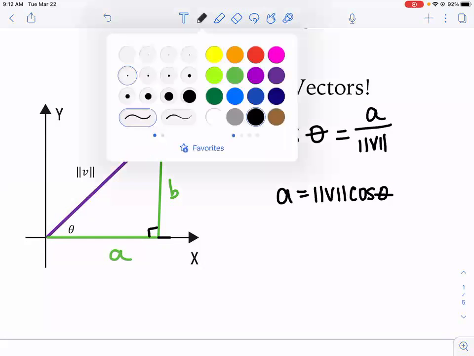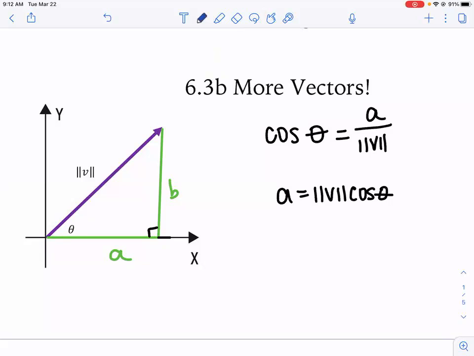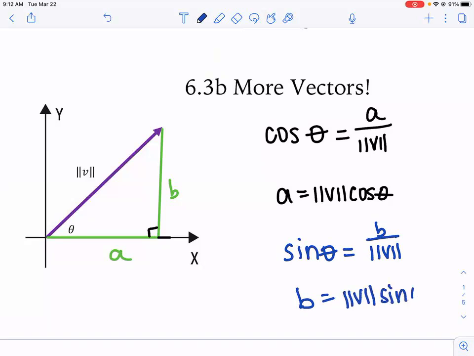Let's try this again. What could I use to find our vertical component B? Sine. The sine of theta is B over the magnitude, opposite over hypotenuse. So B, if I multiply this over, would be the magnitude times the sine of theta.